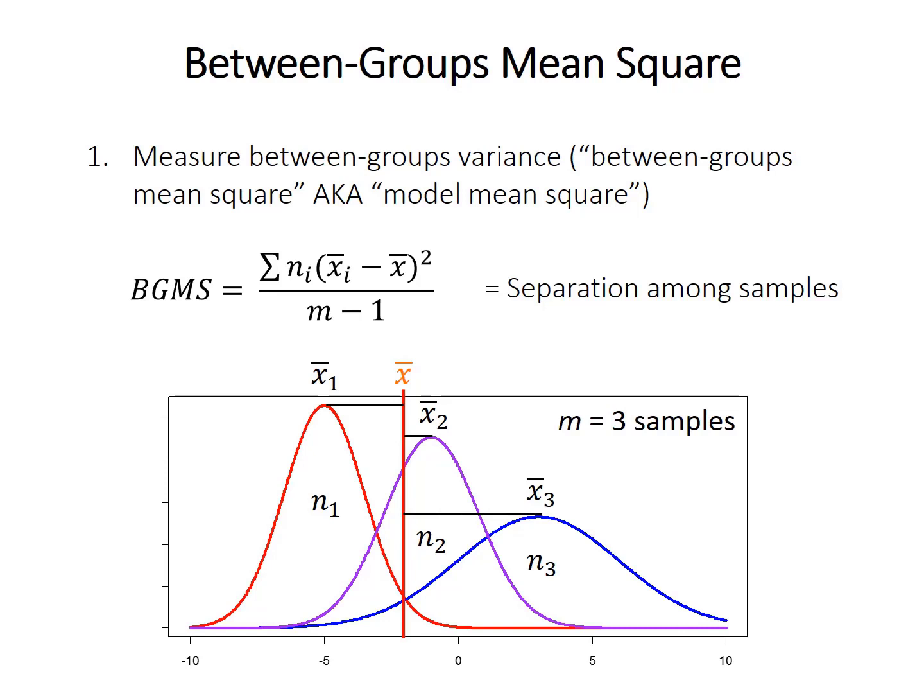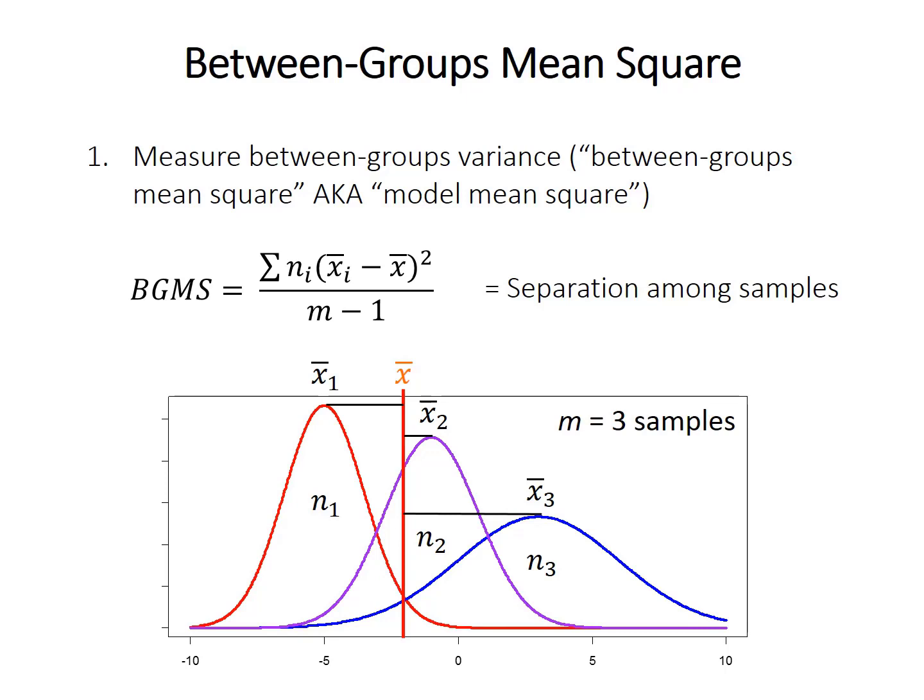Well, first it calculates something called the between group mean square, sometimes called the model mean square. This is just the squared difference between each sample mean, the little x bar sub i, and the overall mean, x bar. And that difference between each sample mean and the overall mean is weighted by the size of each sample and divided by the degrees of freedom, which in this case is m minus 1, or the number of samples minus 1. So note that this is basically the formula for sample variance, which you've seen before, and which is the source of the name analysis of variance.